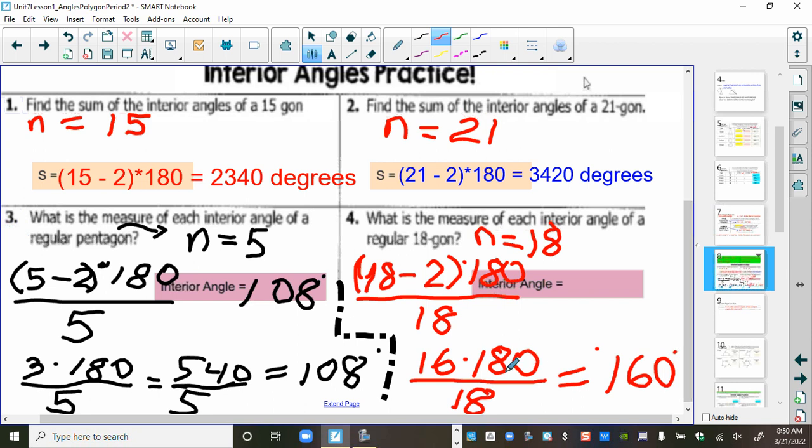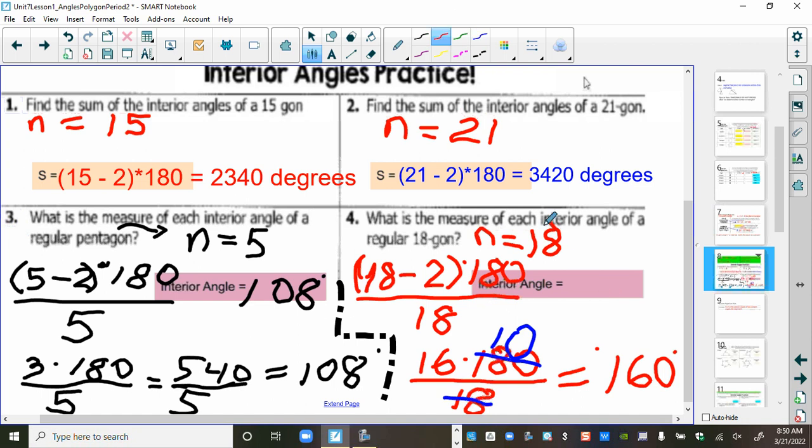I'm going to show you real quick. Also, if you think about it, what's 180 divided by 18? It just becomes 10. So in the end, you're really just multiplying 16 times 10. That's how you get 160. Very good. But yeah, that's all you do. Questions?